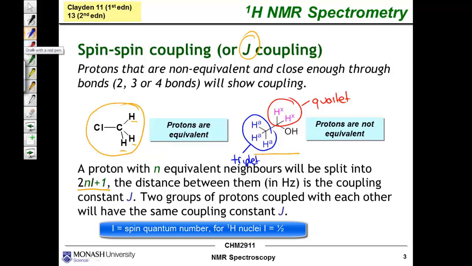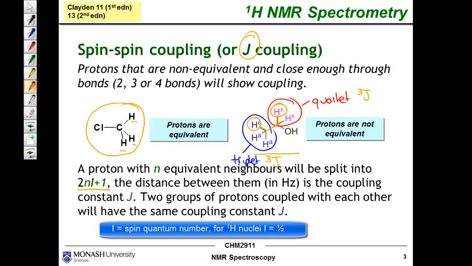Now if we're thinking about how many bonds apart they are, we can actually see that HA, 1, 2, 3, is 3 bonds away from HX. So what we say is that HX is a quartet, and it couples to HA with 3J, or 3 bonds away coupling. HA couples with HX to give a triplet, and again it couples with 3J coupling because HA and HX are 3 bonds away.